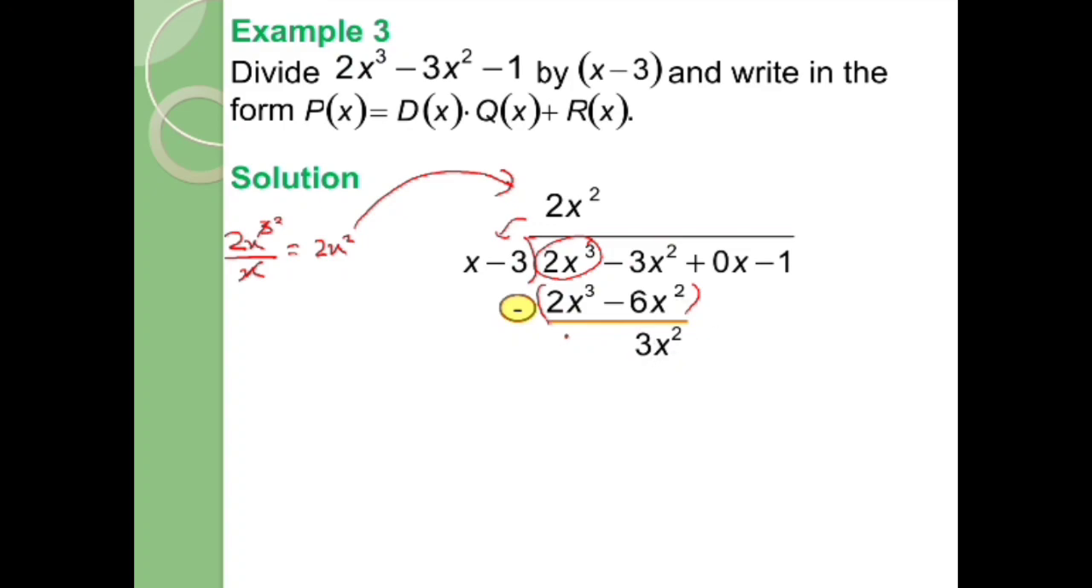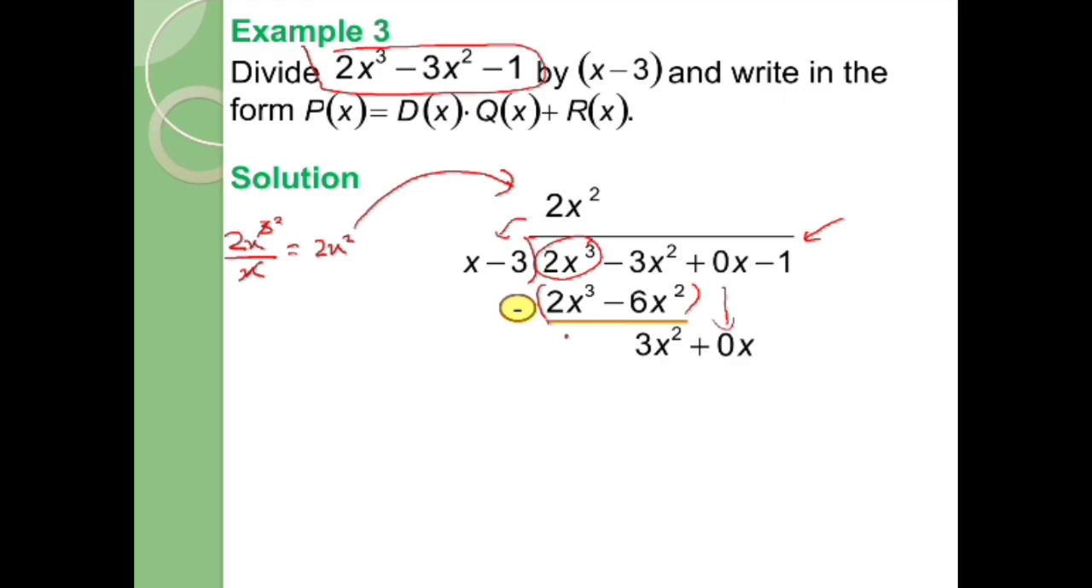Now, bring 0x down. Look at your original polynomial. The original polynomial is 2x cubed minus 3x squared minus 1. Where does this 0x come from? Well, I simply add this 0x because I want to make sure all of the degrees of x are written down in the long division. So I have to make sure x^3, x^2, x^1, and also x^0 is written there. x^0 is the constant.